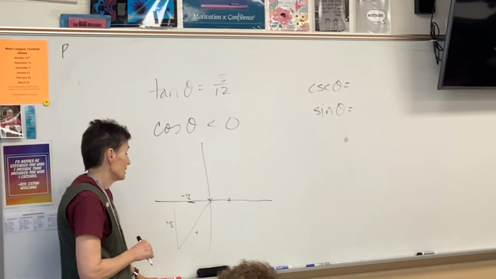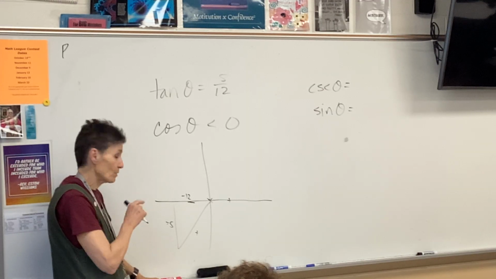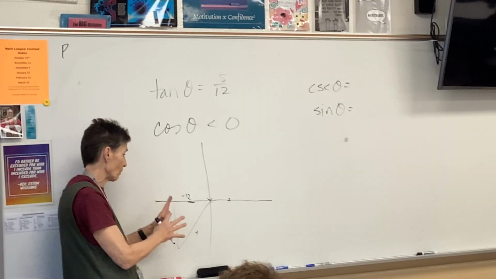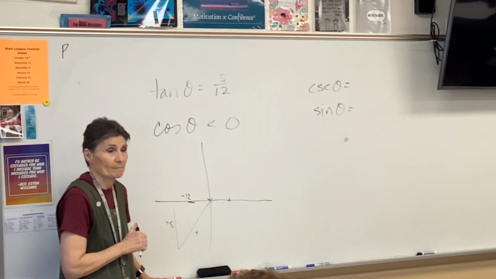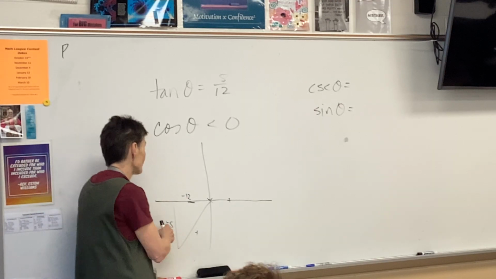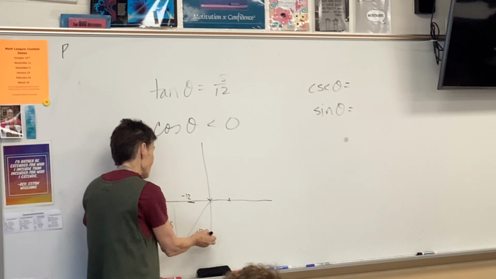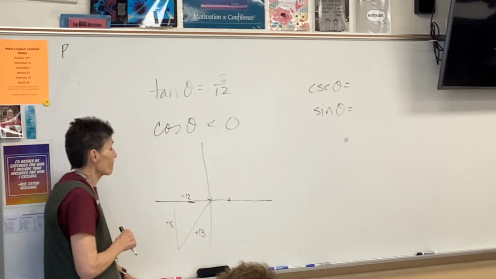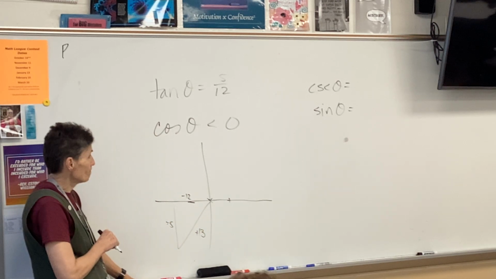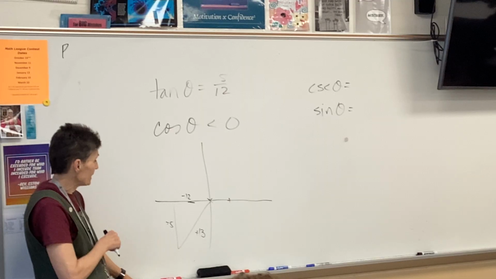Okay? Now, how do I finish? What do I do now? That's the hard part. The hard part's figuring out where you're at. Now what? Pythagorean theorem, 25, 40, 47, 13. Using the Pythagorean theorem. And then I can answer.